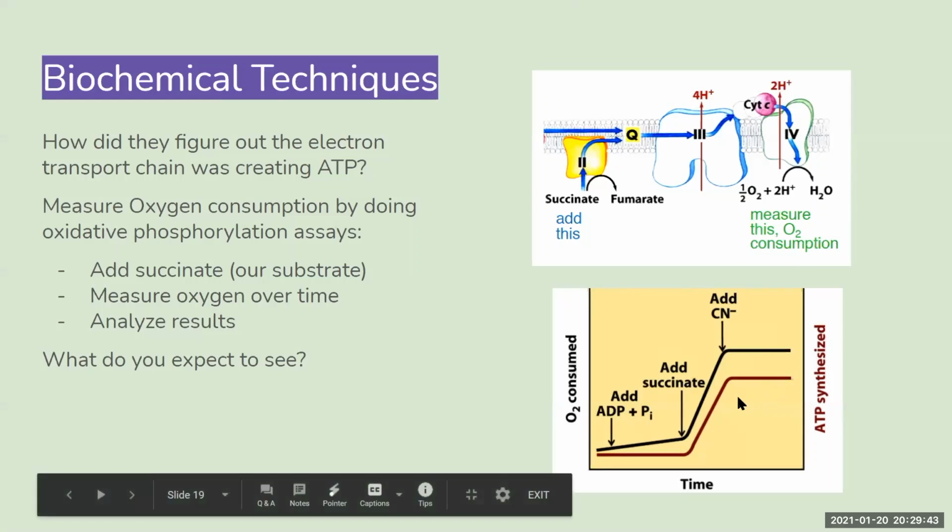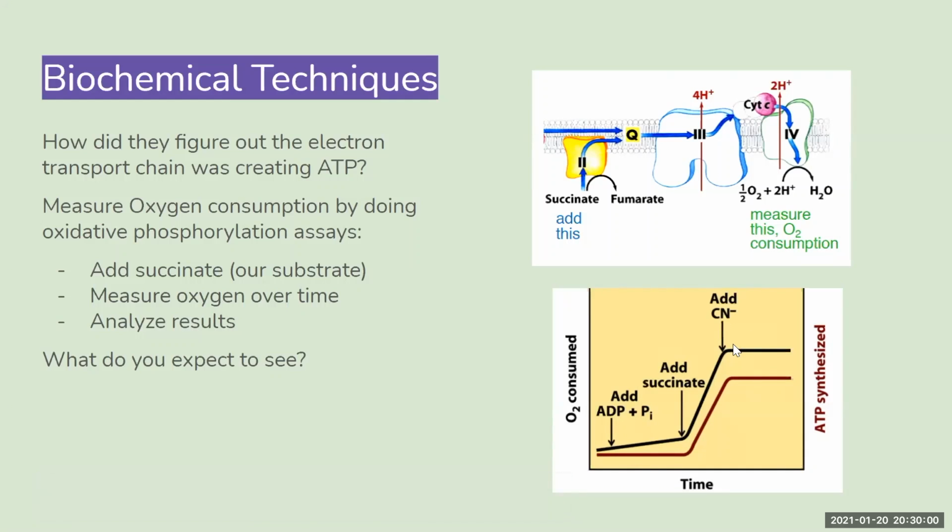So that's what this graph is showing here, that once you add all of these reactants or reagents, now you have increased oxygen consumption and increased ATP synthesis, and they are linked. And when you inhibit one process, you essentially can inhibit the other process from occurring. You can have oxygen consumption without ATP production, but that's a little bit more complicated. But all you need to know is that essentially these processes are linked, and that is called the chemiosmotic hypothesis.